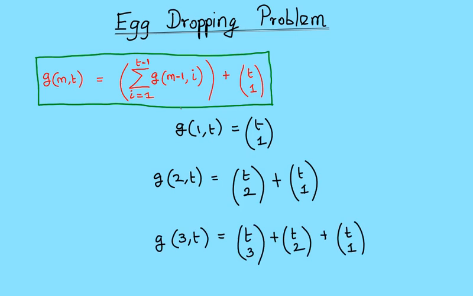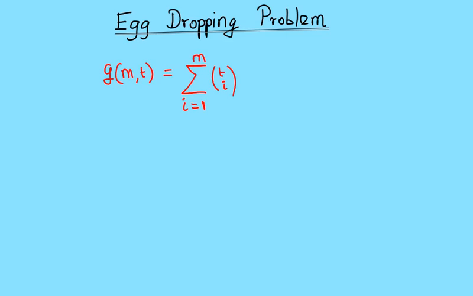So it can be easily verified that in general g(m, t) is equal to the summation of t choose i, where i ranges from 1 to m. So finally we have a nice formula for g(m, t). The good thing is that this can be calculated in big O of m time.